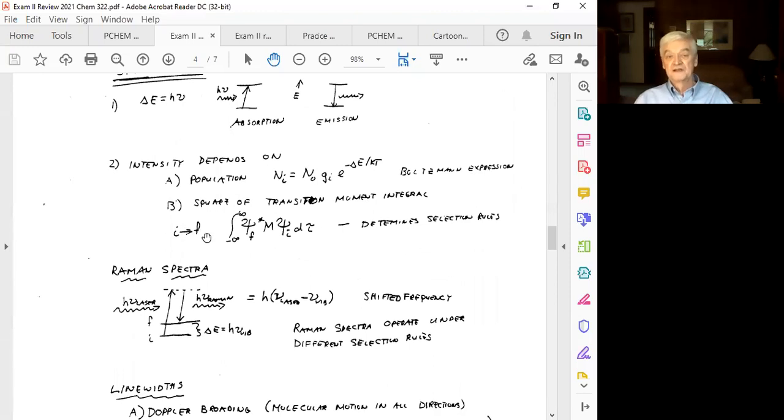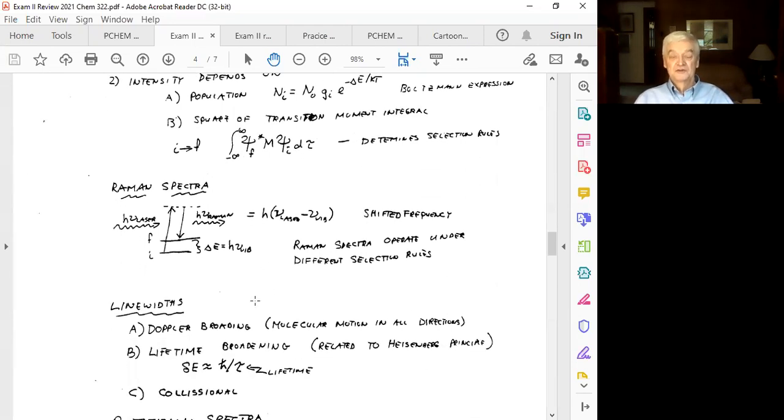Intensity also depends on the dipole or the transition moment integral, which has the dipole moment in it. And notice it's got both the initial and final wave functions of the states. So you start from state I and you go to state F, initial state to final state. The M term is a dipole moment operator, but this is where all the selection rules come from. Later, we say delta J has to be ±1 for rotational transitions, delta V has to be ±1 for harmonic oscillator type transitions, and so on. And it's the transition moment integral that gives rise to that.